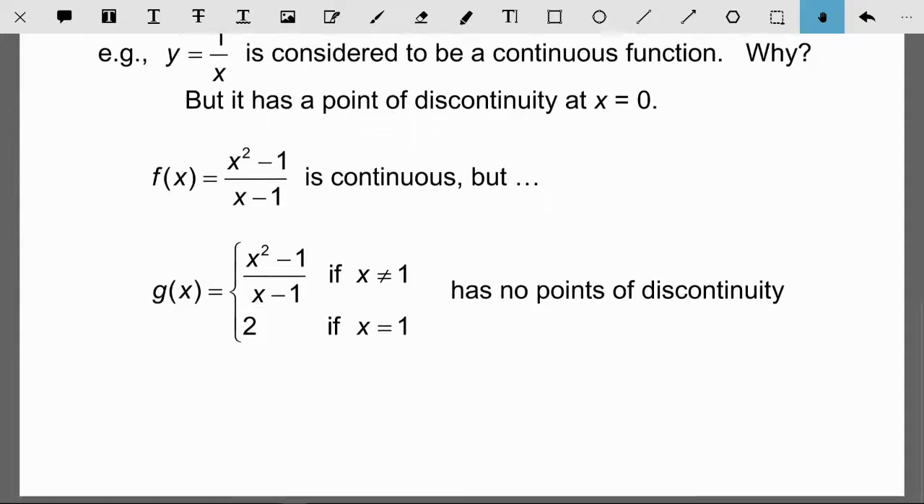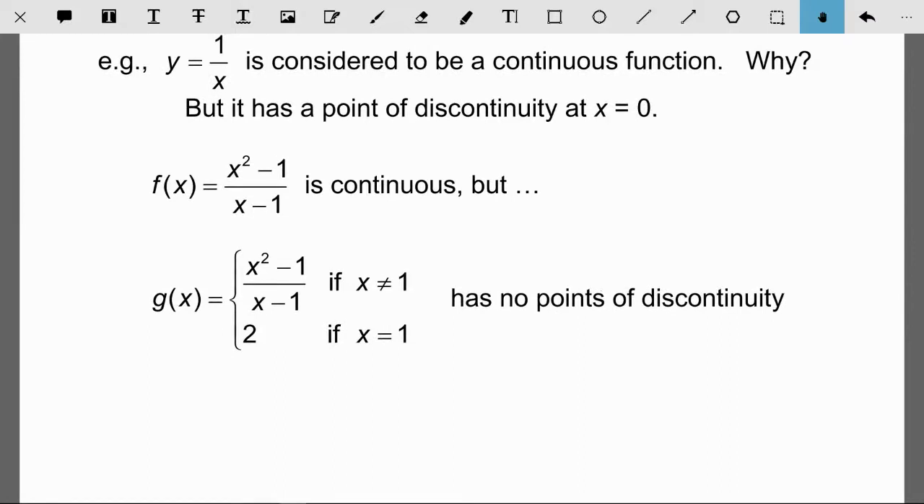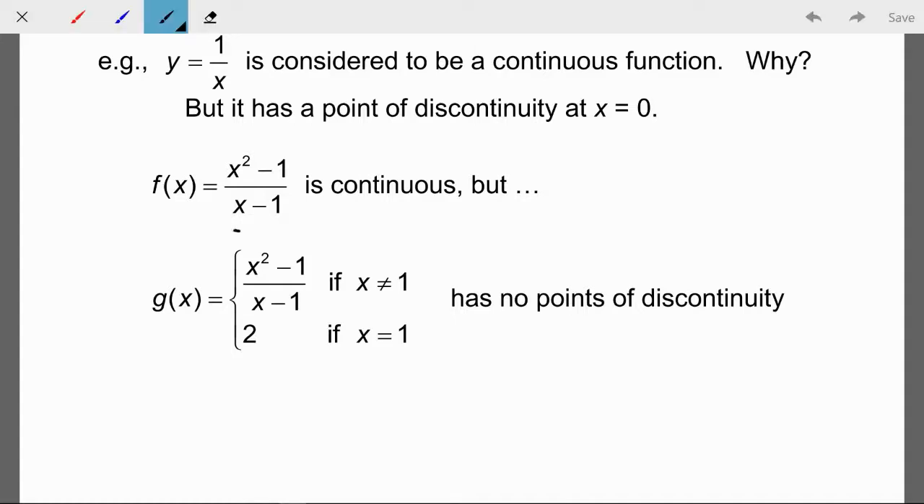All right, a lot of the problems that you're going to see just to test your understanding of continuity are going to be these types of questions. So first of all, let's look at this function. It says this function is continuous. Well, if I say f of x is x squared minus 1 over x minus 1, think about what type of feature there would be in the graph for that function.